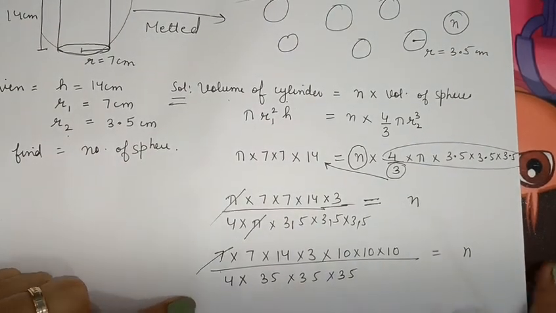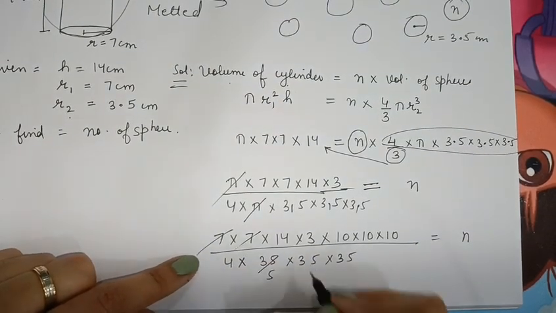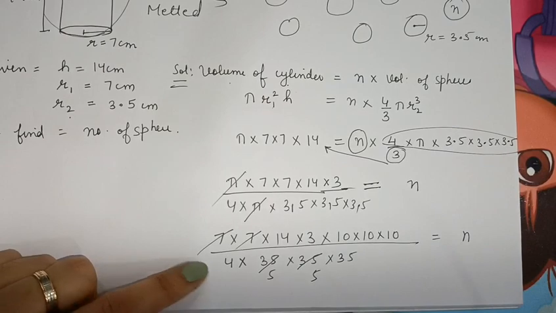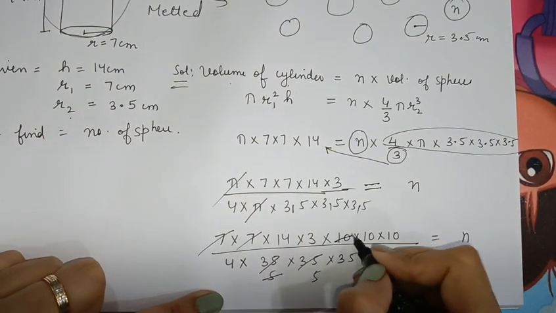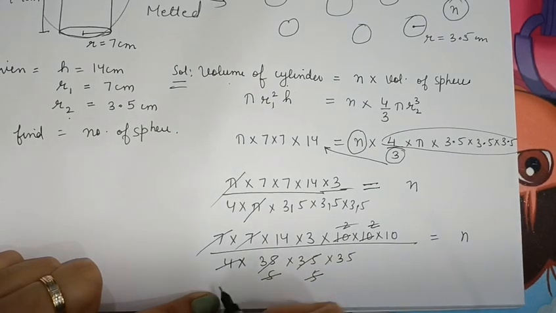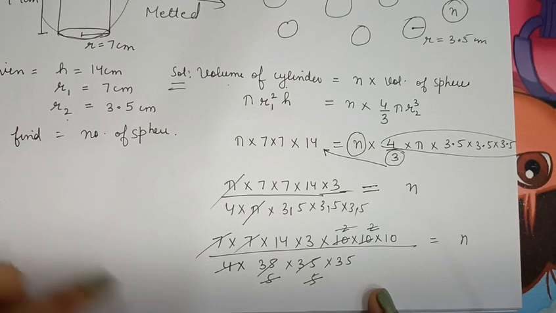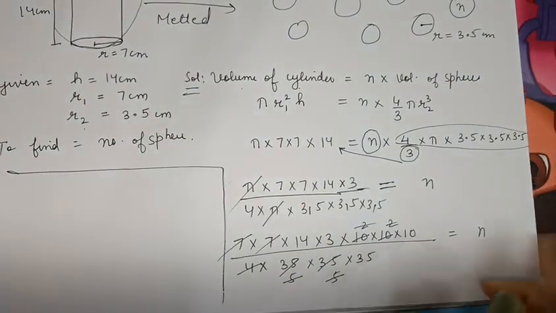Now cancellation we can do. 7 into 5 is 35. This also, 7 into 5 is 35. Now 5 into 2 is 10. 5 into 2 is 10. 2 into 2 is 4. 4 and 4 will get cancelled. So what we are left with now, I'll just write that.